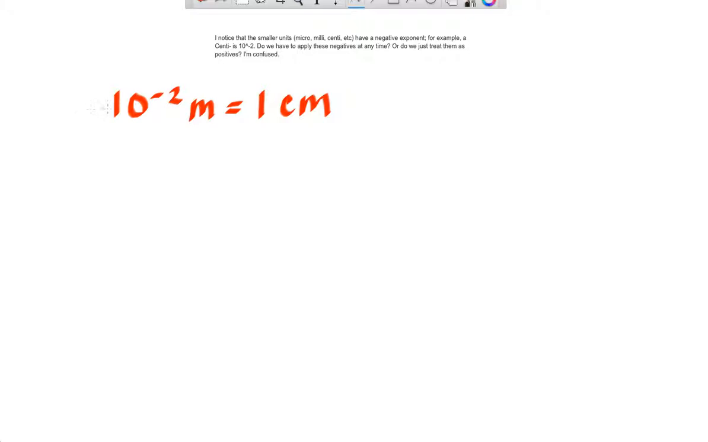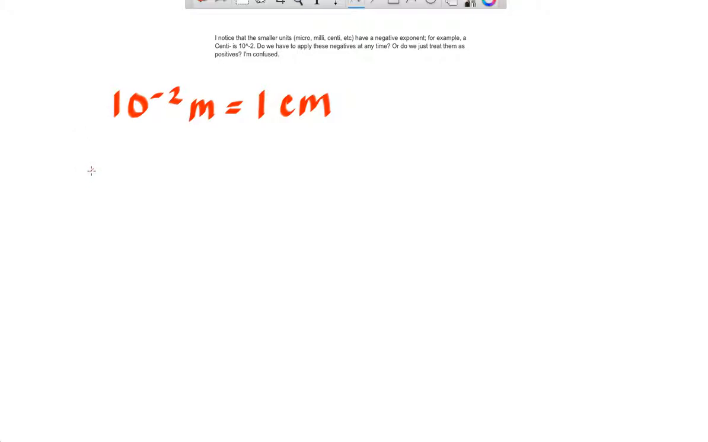So I'm going to use, since she asked me about centi, I'm going to continue and use centi. There's a couple shortcut things. For instance, if we use centi here, 10 to the minus 2, let's use meters just for the sake. Meters equals 1 centimeter. Okay, that's what that negative means.